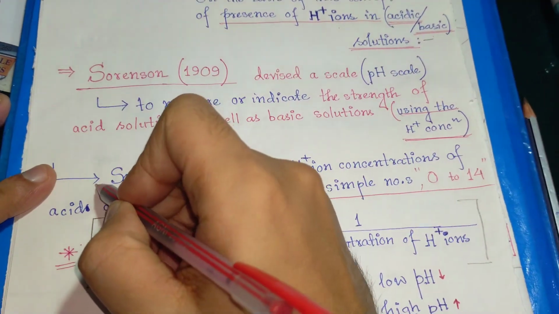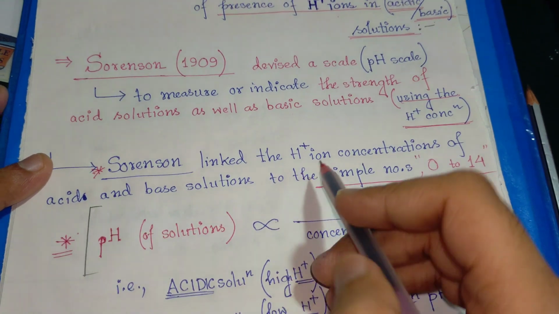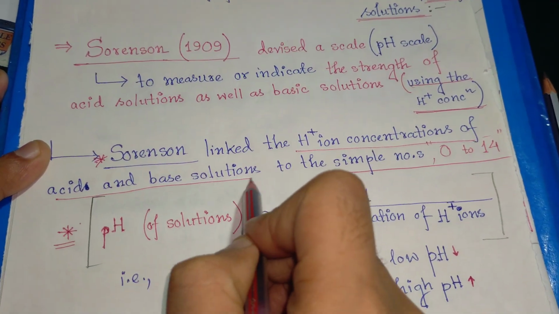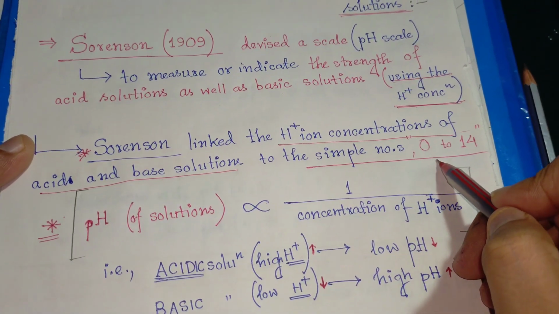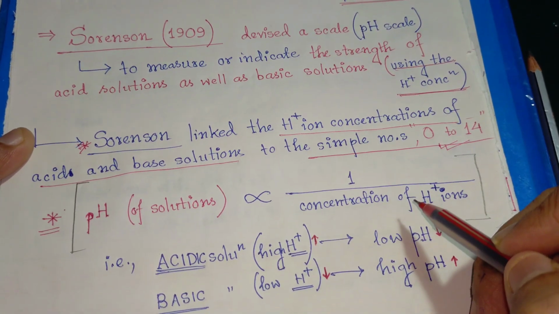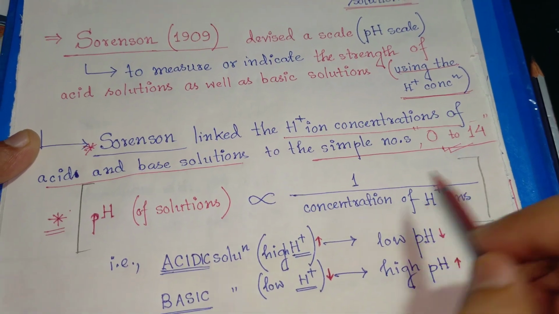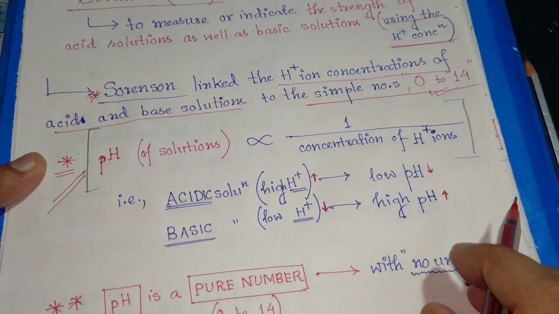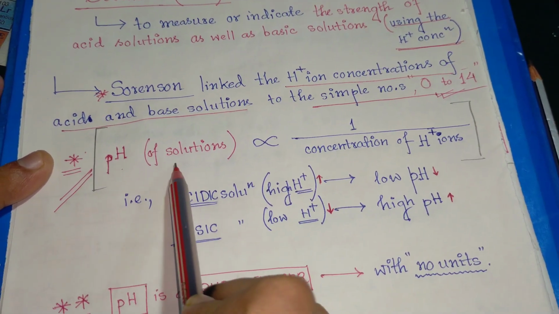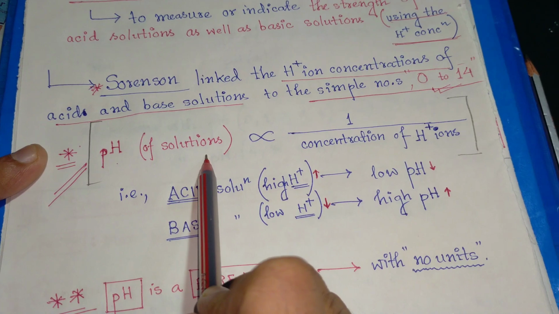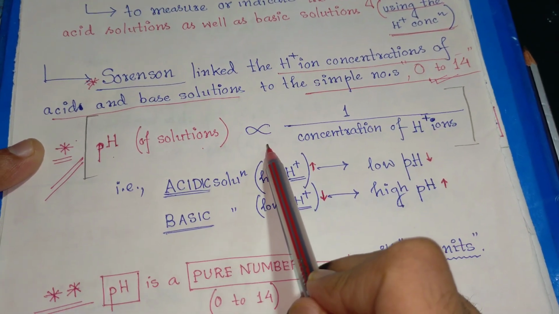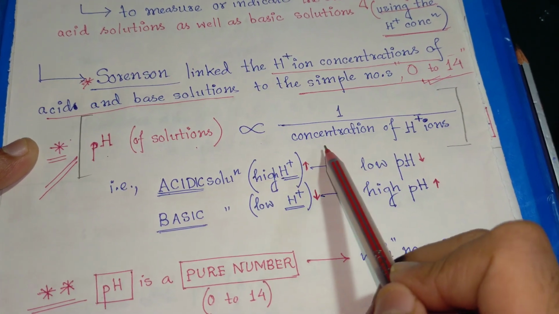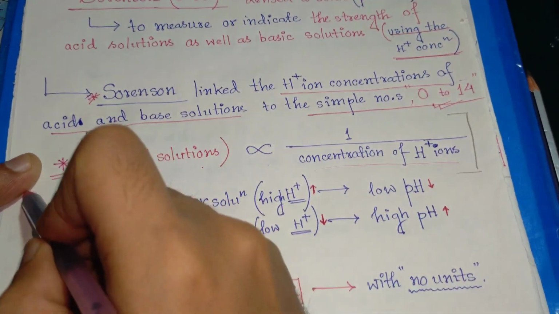here is a point, that Sorensen linked the H plus ion concentration of acid and basic solutions to very simple numbers, 0 to 14. Okay students, here we should remember this, it is very important, that the pH of any kind of solution, whether it is acidic or basic, is inversely proportional to what? The concentration of the H plus ion. This is very important.